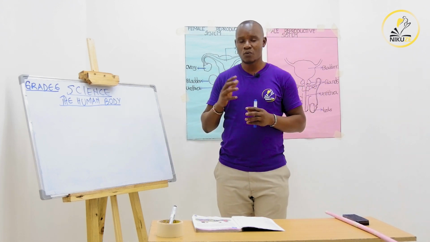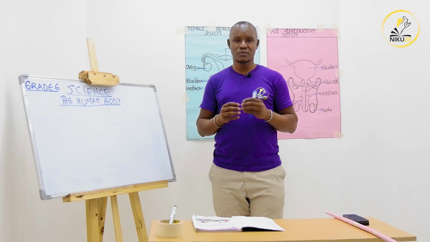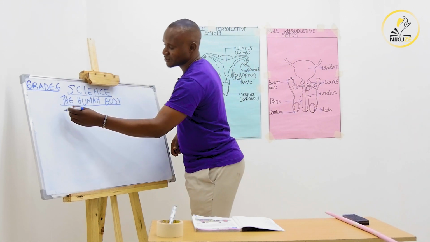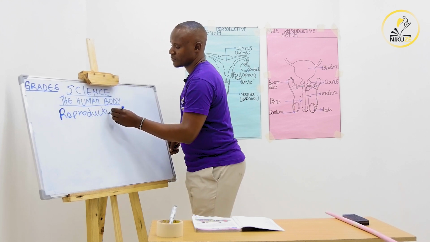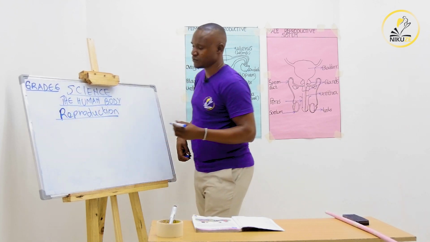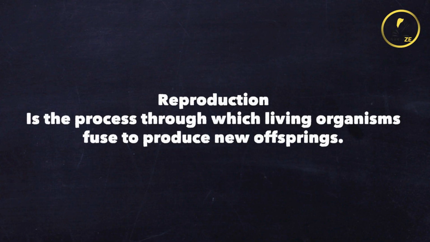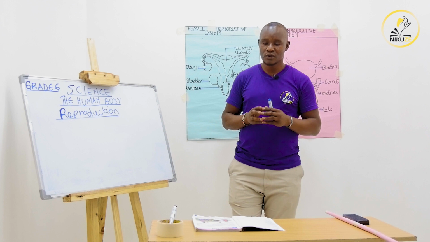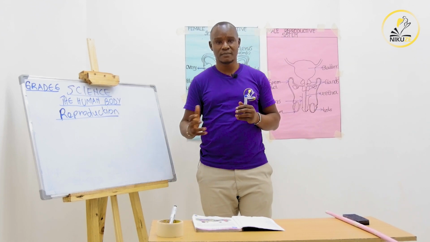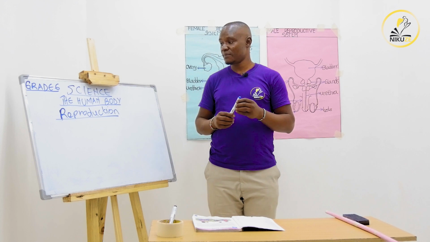Now to begin with, what is reproduction? As much as the human body is concerned, what is reproduction? In reproduction, we talk of the process through which living organisms fuse to produce new offspring. So that is reproduction. Reproduction can happen in human beings, and at the same time, reproduction happens in plants.